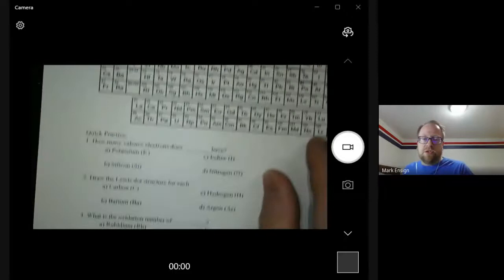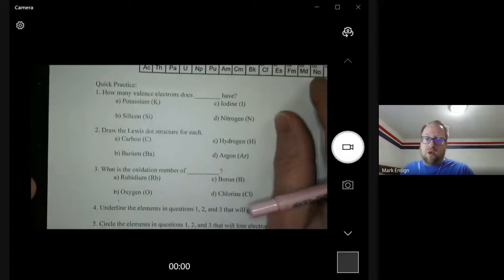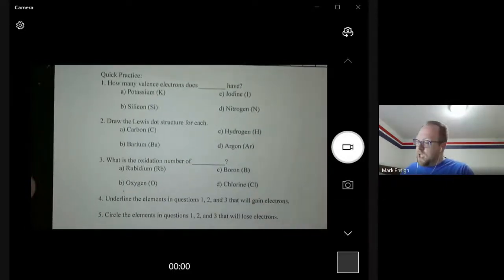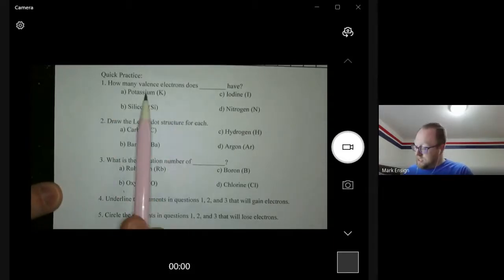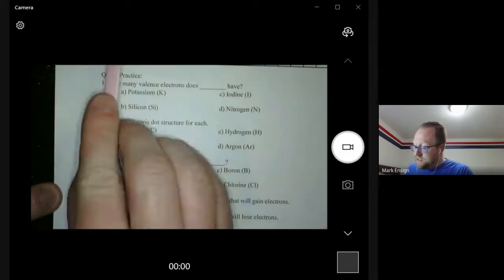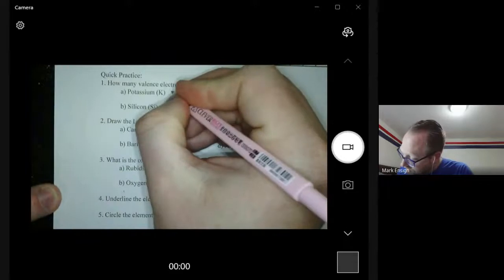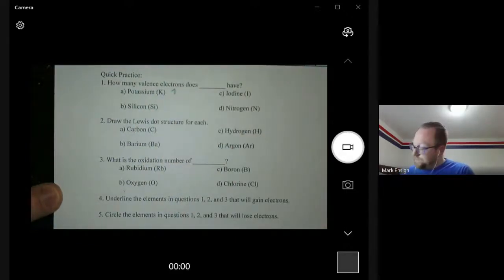So skipping down to the quick practice at the bottom. If you haven't filled in your valence numbers and oxidation numbers yet, go ahead and pause the video, go do that, and then come back. So if we start here, how many valence electrons does each of these have? Potassium is K. That's going to be in group 1, so that's going to have 1 electron.